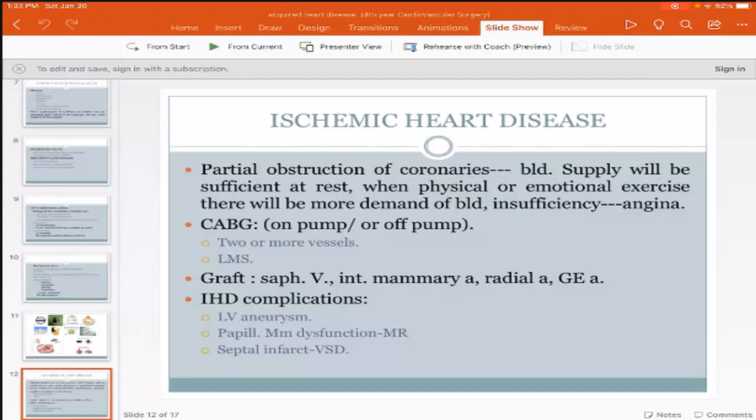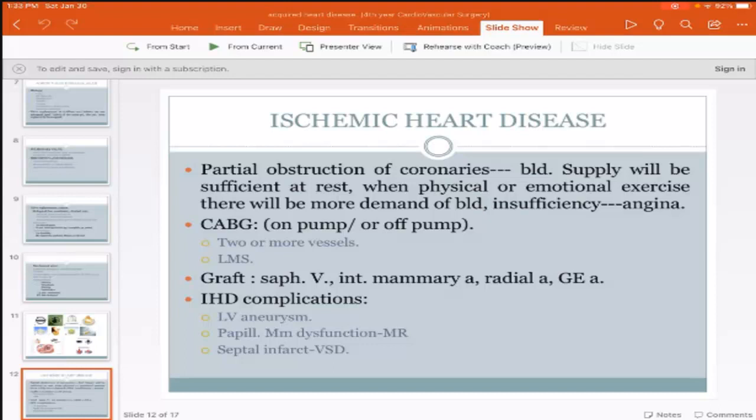Now, cardiac tumors. The most important of cardiac tumors is myxoma. This myxoma is a benign tumor. The main location of that one is the left atrium. Second, maybe in the right atrium. Third, maybe in the left ventricle, or fourth, maybe in the right ventricle.